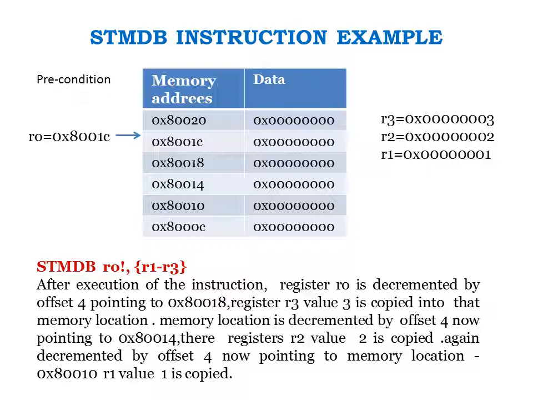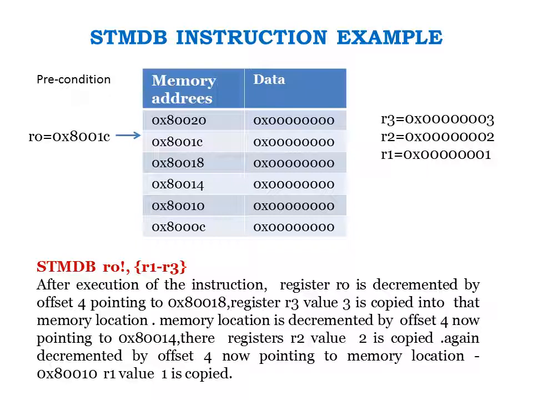But how we are putting data in the memory location is done with the help of the addressing mode. Here DB is used. That means the data I am dumping by decrementing the memory location. So that is shown here in the memory address and the data. Precondition is nothing but, before executing this instruction, what are the memory location address and what are the values that are existing in R1 to R3.